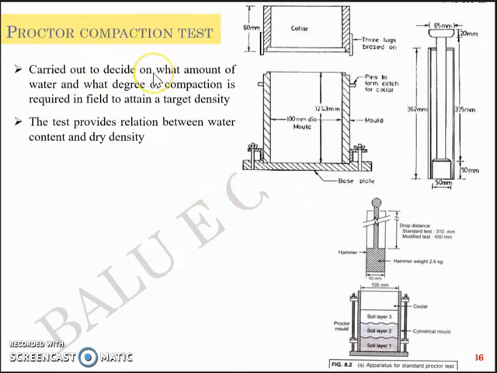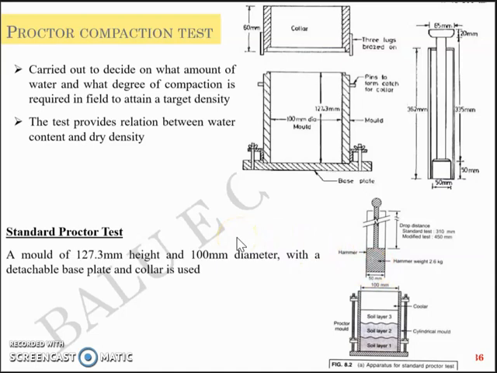test that you conduct in the laboratory, for which you have a standard Proctor mold, 10 centimeter or 100 millimeter in inner diameter and 12.4 or 12.7 centimeters in inner height. This is a mold, above which there will be a collar which protects this mold from the dynamic action of this hammer. This is again a standard hammer, and the process is described as below.